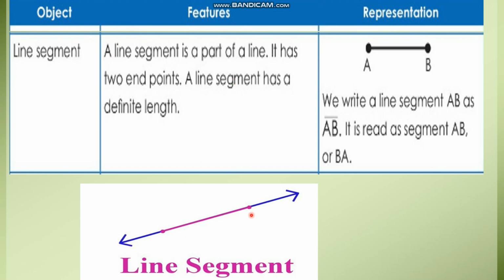Look, this is a line, and if we are cutting a piece from the line, then this is called the line segment. Okay, a line segment is a part of a line. It has two endpoints. How many endpoints does it have? Two endpoints. So this is the starting point and this is the ending point. So it has two endpoints, and a line segment has definite length, isn't it? We are cutting the line segment from a line, so it has a definite length, right?